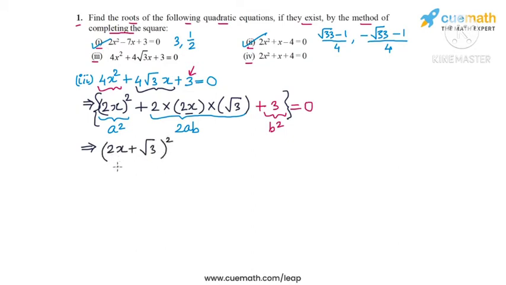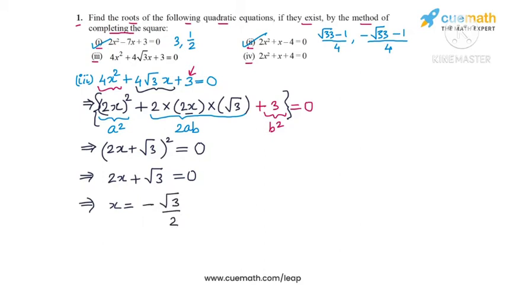And you can verify that if you square 2x plus root 3, you will get 4x square plus 4 root 3x plus 3. So 2x plus root 3 whole square is equal to 0. This is how we can rewrite this equation. So this means that 2x plus root 3 is equal to 0. And from here we have x equal to minus root 3 by 2.